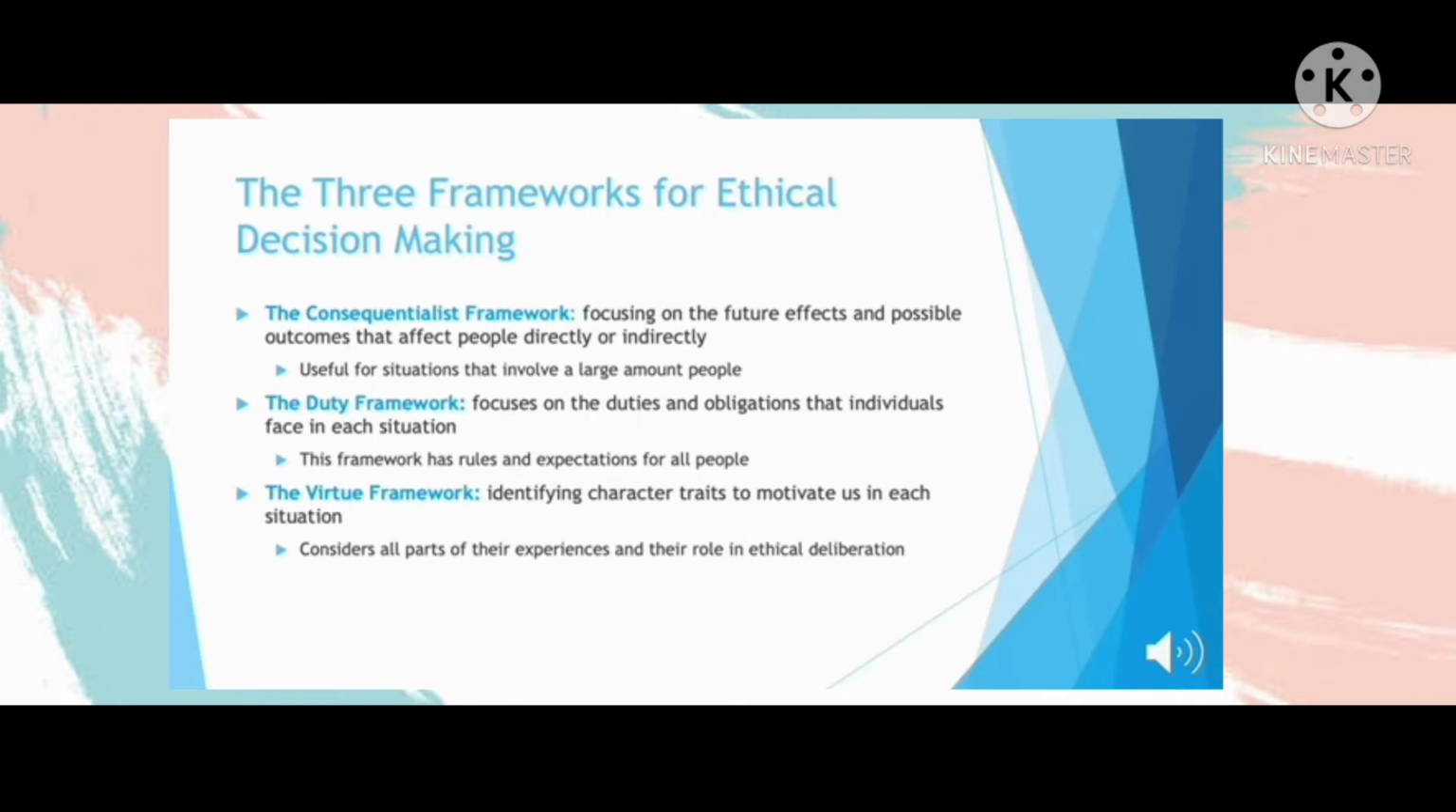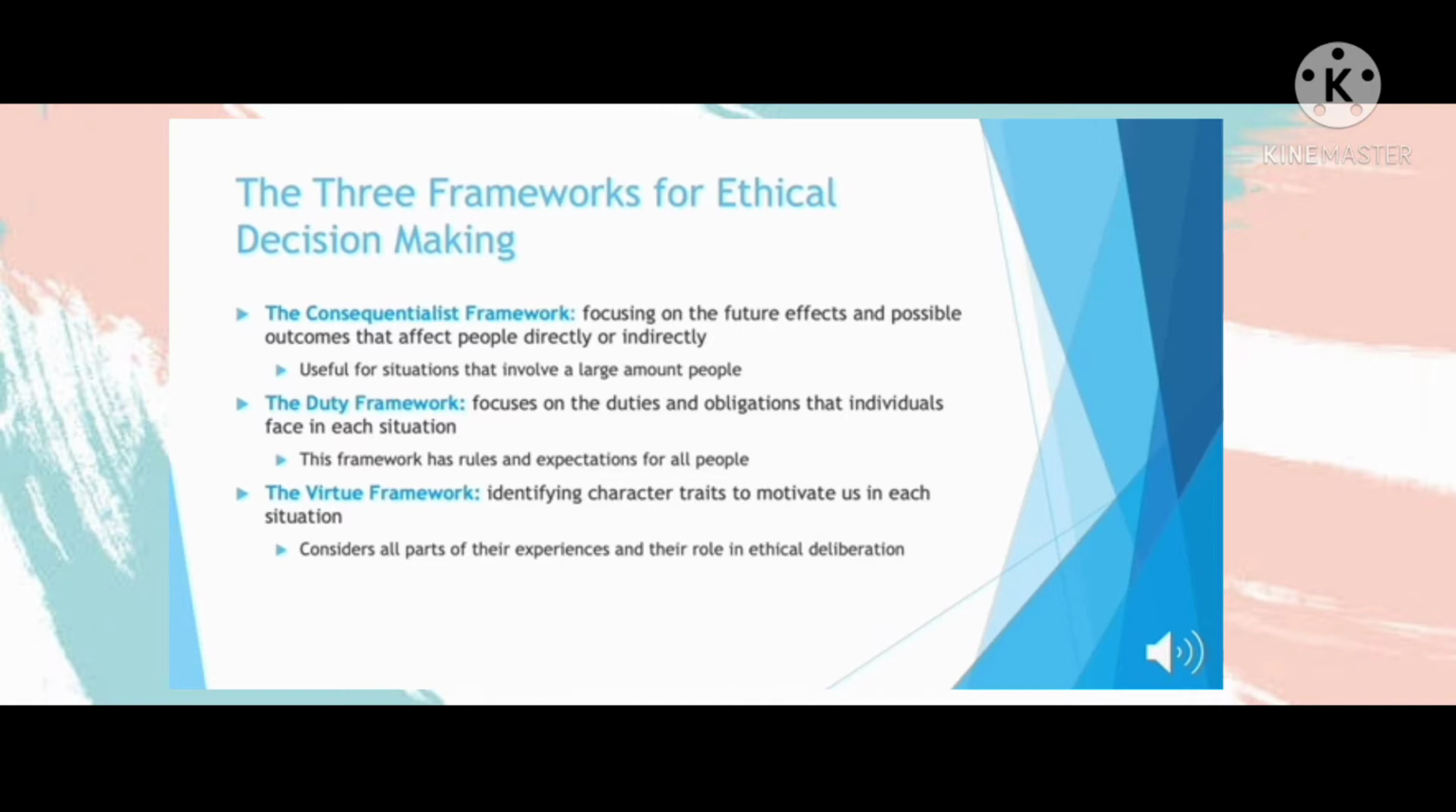Number 2 is the duty framework. This focuses on the duties and obligations that individuals face in each situation. So this framework has rules and expectations for everyone, and it has the advantage of creating a system of rules that has consistent expectations of all people, and it also focuses on following moral rules or duty regardless of outcome.